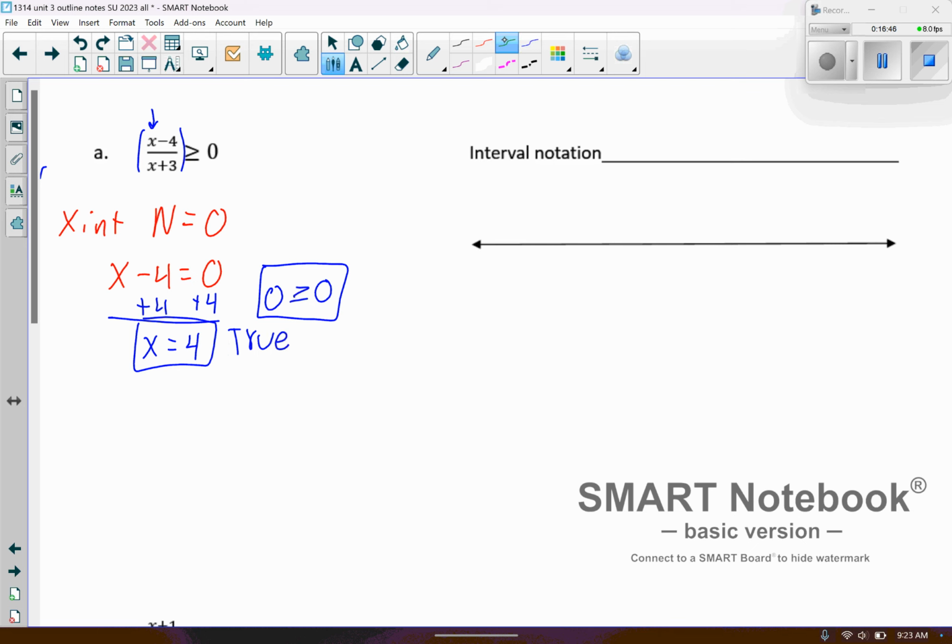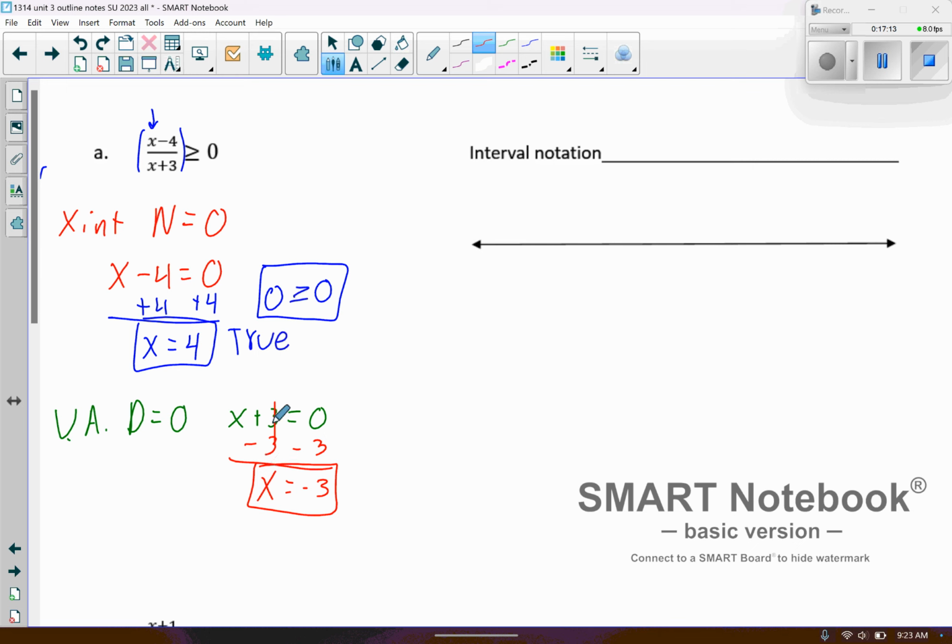Okay, the next part is basically you're finding the vertical asymptote, right? And the way we find that is we take the denominator and set that equal to 0. So we're going to take x plus 3 and set that equal to 0 and solve. So we subtract 3 from both sides. And so we get x equals -3. Now, that one can never be included, okay, because that's an undefined value.